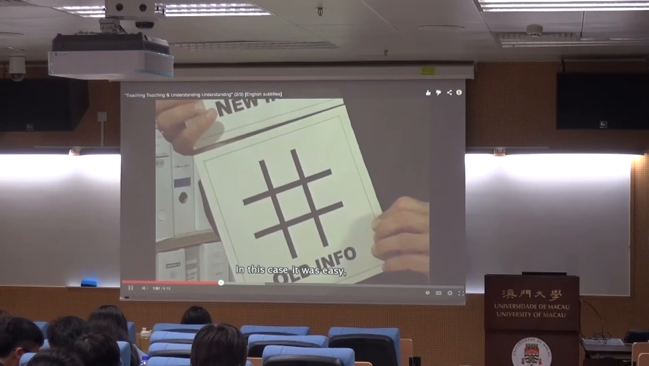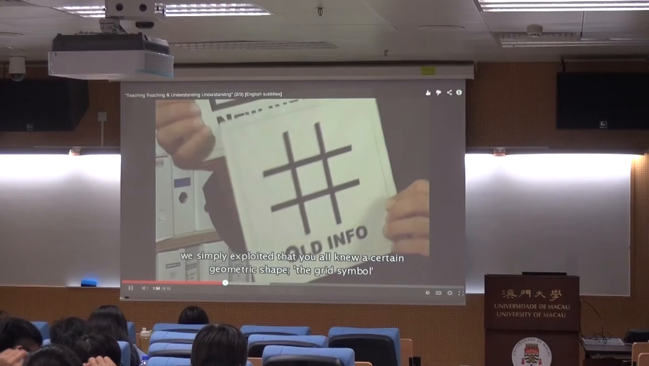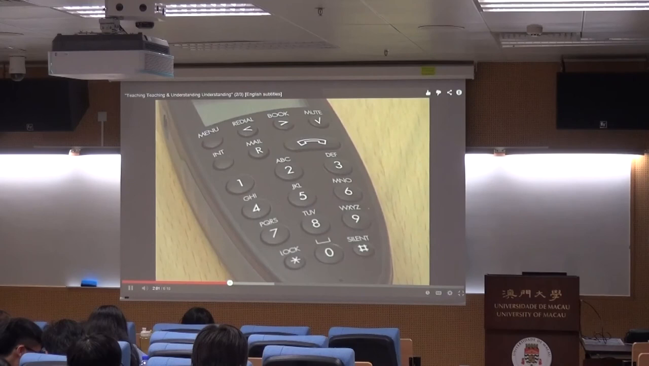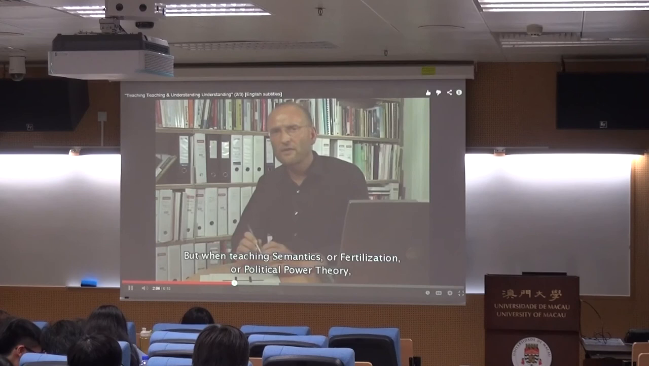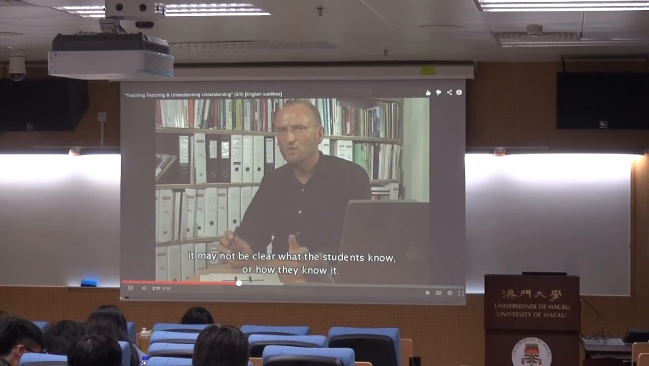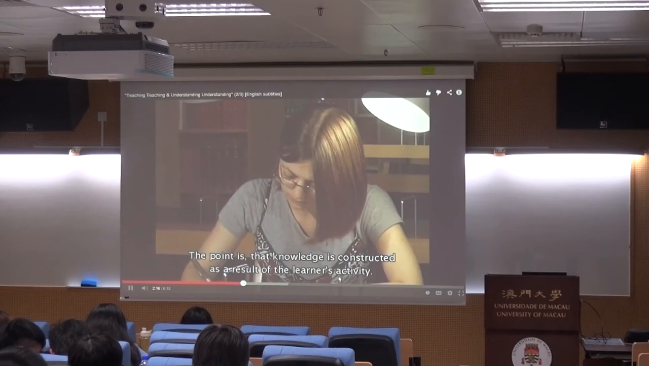We simply exploited that you all knew a certain geometric shape, the grid symbol, and the numeric layout of a conventional telephone. But when teaching semantics or fertilization or political power theory or Roman literature, it may not be clear what the students know or how they know it. The point is that knowledge is constructed as a result of the learner's activity.